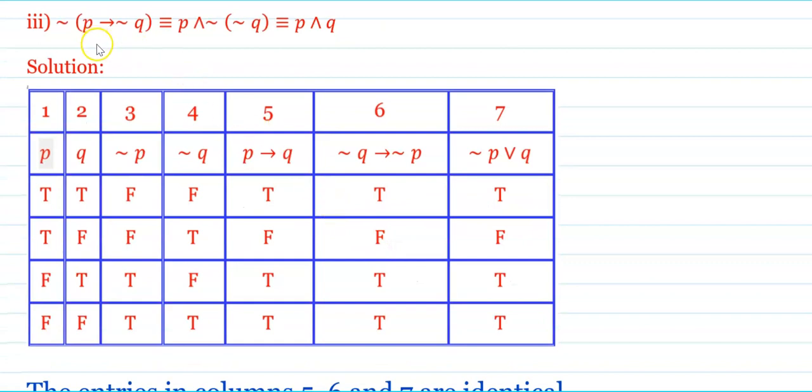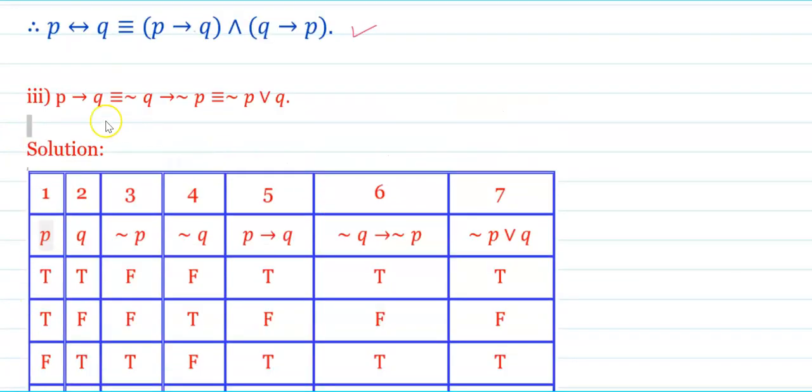Okay, now the next one. Again, I will repeat here. P implies Q is equal to negation of Q implies negation of P, which is equal to negation of P or Q. Okay, now see this here. The two statements are there. 1, 2, 3, 4, and 5. 2 plus 5 is equal to 7. Negation of P is repeated there.